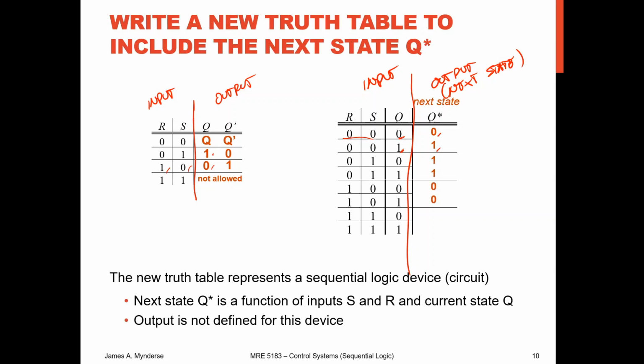And then what happens in this case down here where R and S are both 1? Well, we know that that is not allowed. We're going to put in some X's. We're not going to allow that case. So this is a truth table that uses the inputs and the current state as all the inputs, and then the output is the next state. So we're going to do a lot of these where we've got this next state truth table.